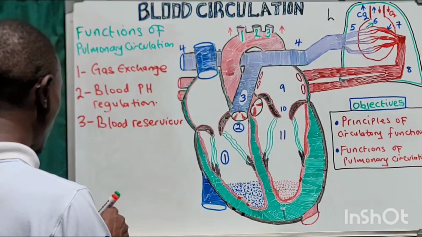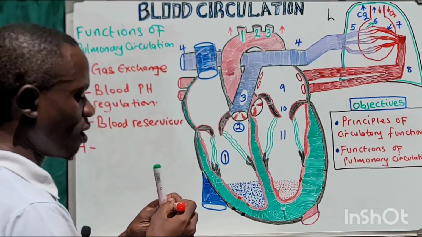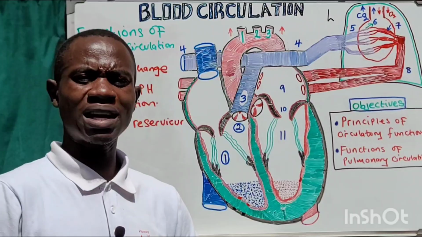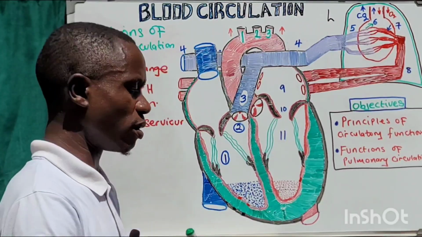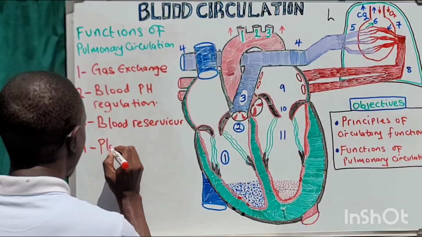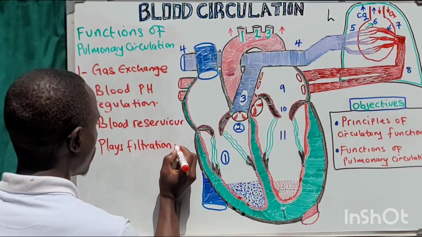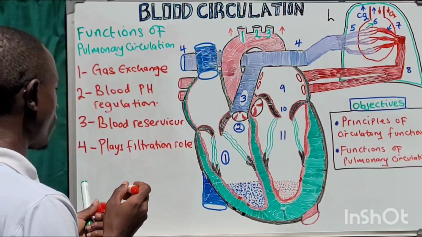Okay. And then the fourth function of the pulmonary circulation is that it also serves a filtering role. It plays a filtration role.